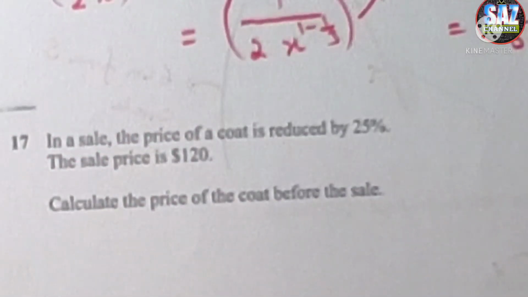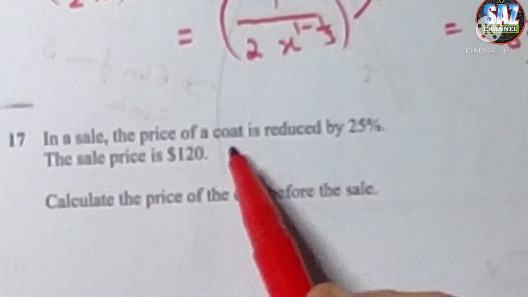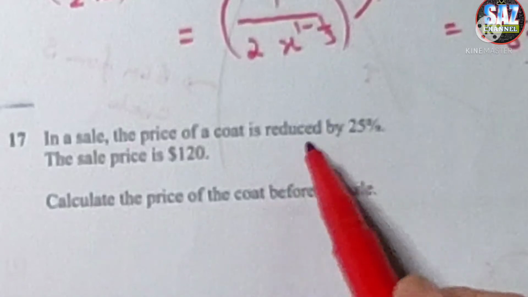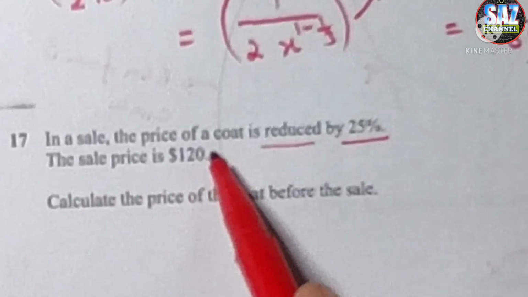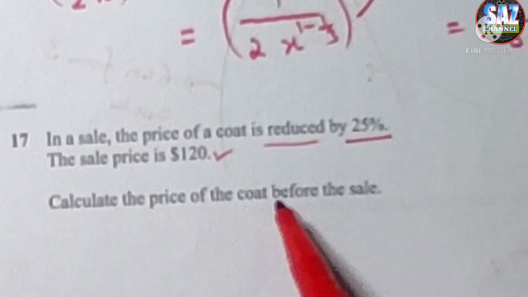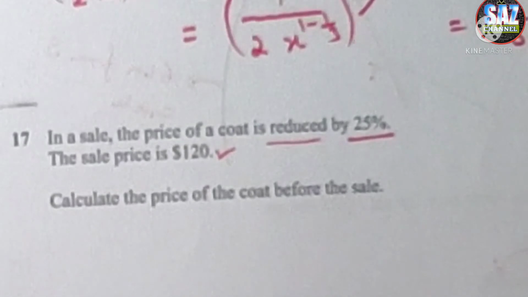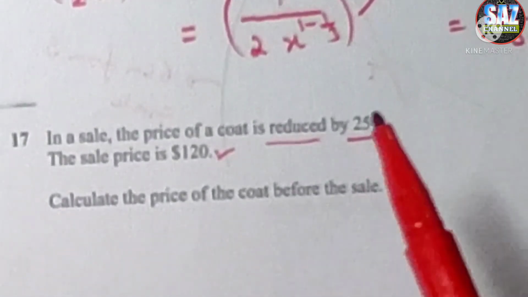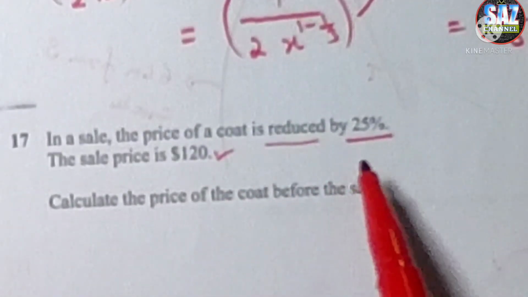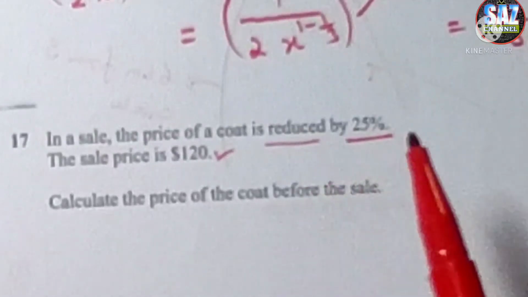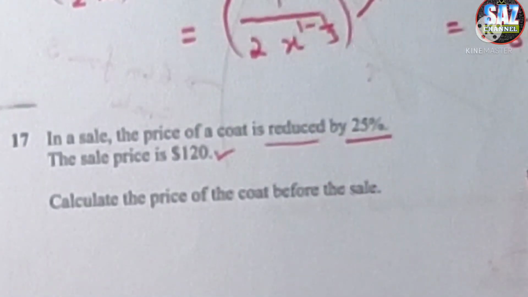Moving to the next question, the question says in a sale the price of a coat is reduced by 25%. The sale price is 120. Calculate the price of the coat before sale. Try to understand the question: whenever a sale is declared, the shopkeeper reduces the price of the object, and in the sale the price after a reduction of 25% is 120. We have to find the price of the coat before the sale.